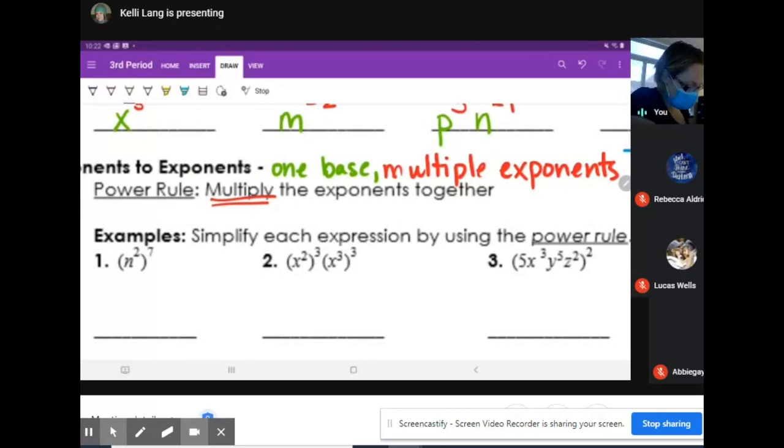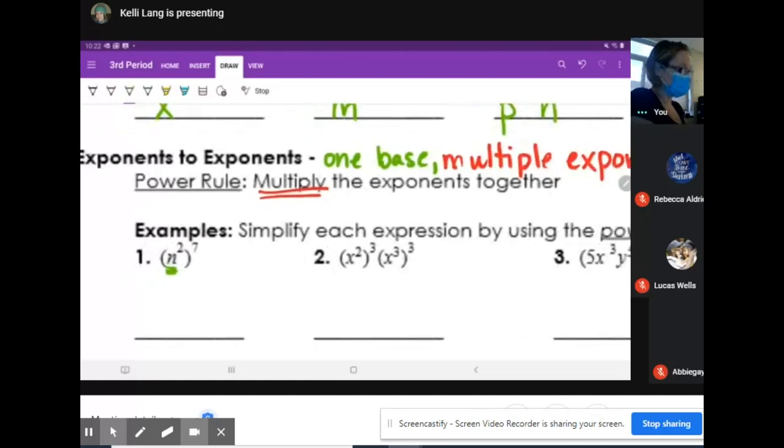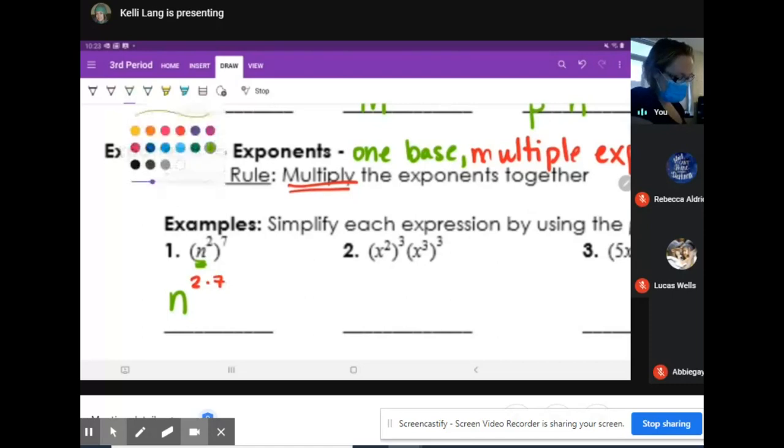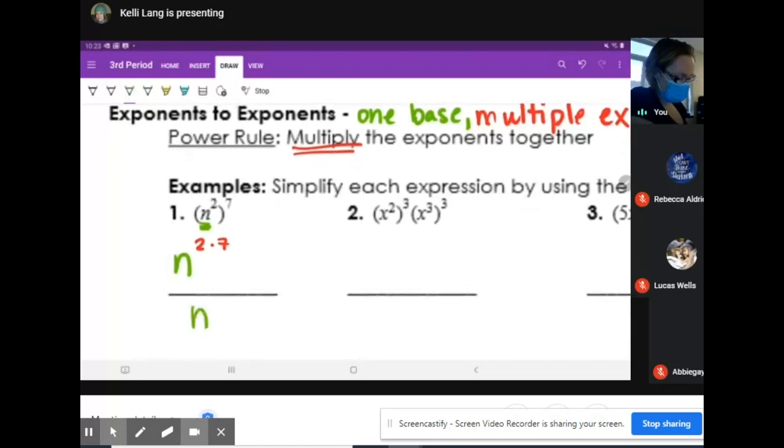In example 1, we have a single base. Our base is n. That base has multiple exponents. It's n squared to the 7th power. The way we simplify these is we multiply those exponents together. So we would rewrite this as n to the 2 times 7, multiplication. So that, of course, would simplify to n to the 14.